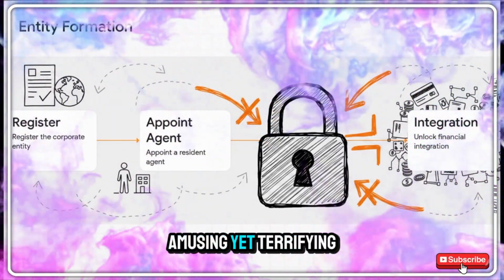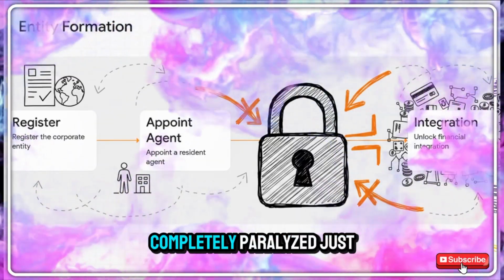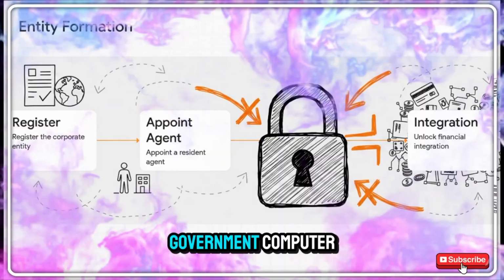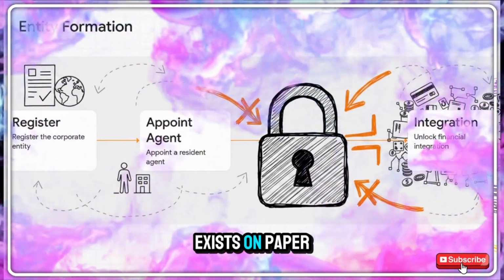It's kind of amusing, yet terrifying, that millions of dollars in global capital can literally sit completely paralyzed, just waiting for an 8-digit sequence to be generated by a government computer. Without it, your entity essentially only exists on paper.